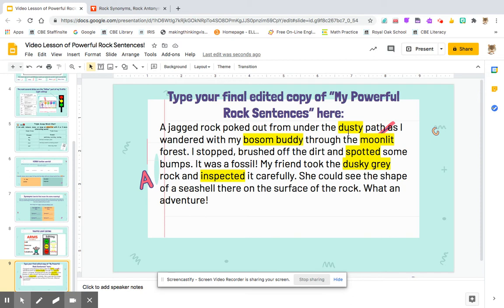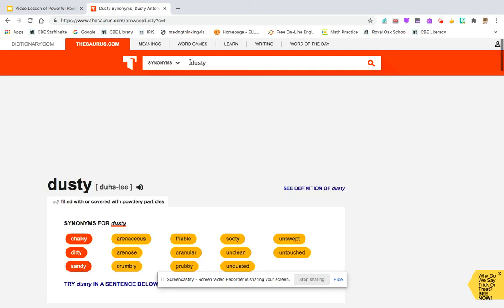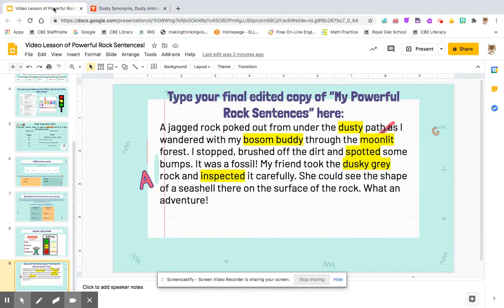So if you come up with your first describing word, you may want to go into a thesaurus site or synonym site, and you can look up the word, for example, dusty, and there's lots of other, it could be dirty, it could be crumbly, chalky, and you could choose some better words if you'd like as well to make them really triple scoop.